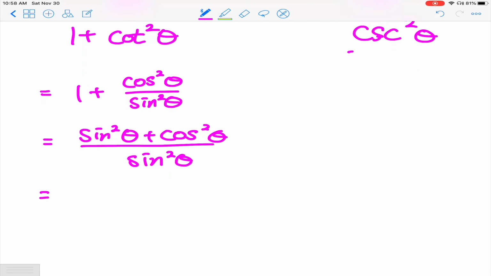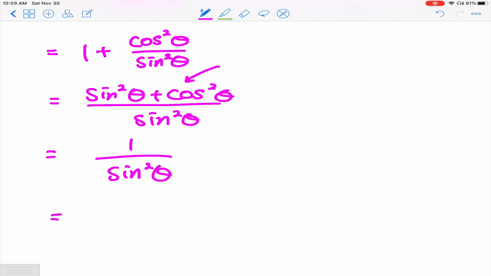Using Pythagorean identities, we know sine squared theta plus cosine squared theta in the numerator is just 1. So it is 1 over sine squared theta. And we do know that 1 over sine is cosecant, and we square that, so that is cosecant squared theta. So left side equals the right side. And that's all that is.